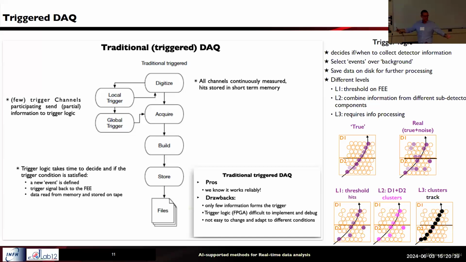Obviously, you can imagine that with big detectors with multi-million channels, it is very difficult to know from the very beginning what you want. So people invented different levels of triggers, and here you can have an example, again based on tracking.